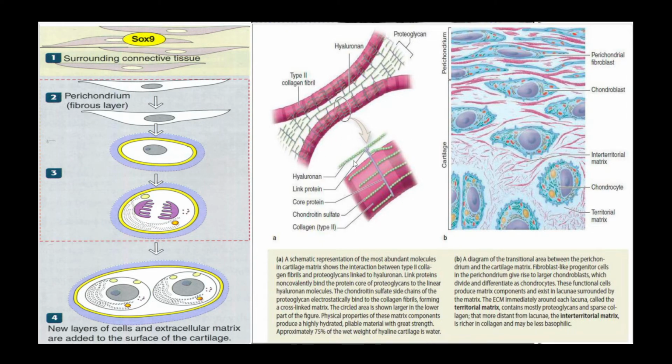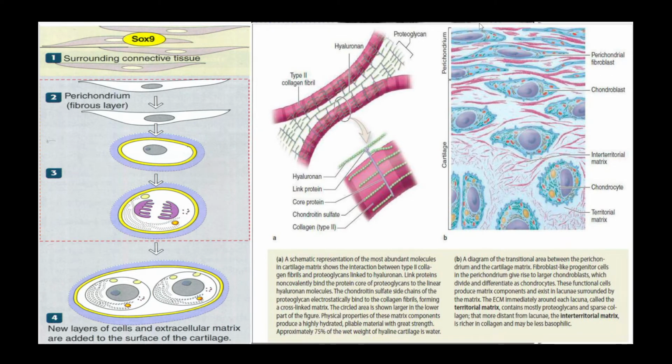It is very well visible. How does it happen? And we are talking about the circled area shown in the larger, lower part of the figure. Link proteins, core proteins, sulfate, collagen type 2. The physical properties of these matrix components produce a highly hydrated gel-like material with great strength. Approximately 75% of the weight of hyaline cartilage is water.